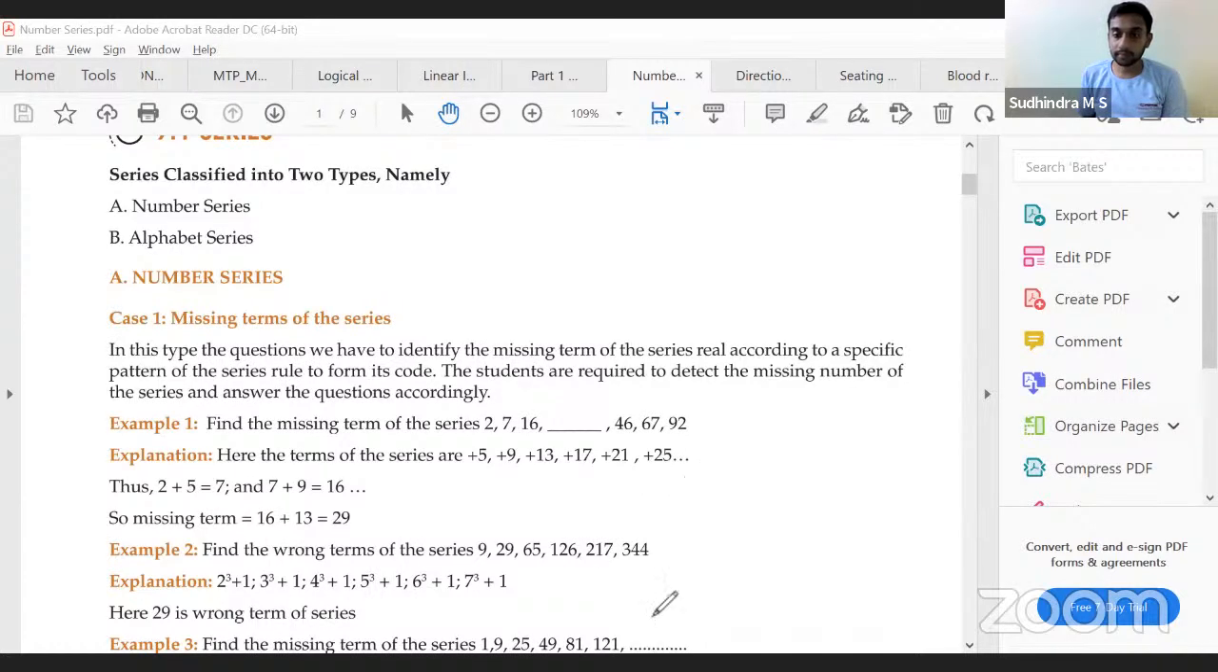$169. Why 169? It's a square of 13. Okay, why 13 square? Because these are squares of odd numbers: 1 square, 3 square, 5 square, 7 square, 9 square, 11 square. So it has to be 13 square here. Correct? So 13 square, 169. Just a second. Next.